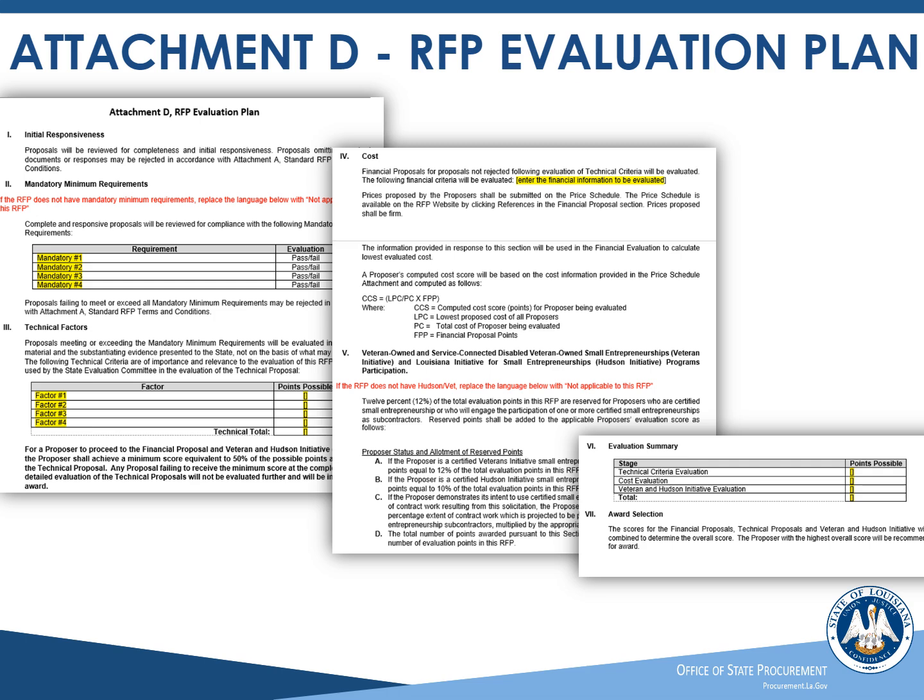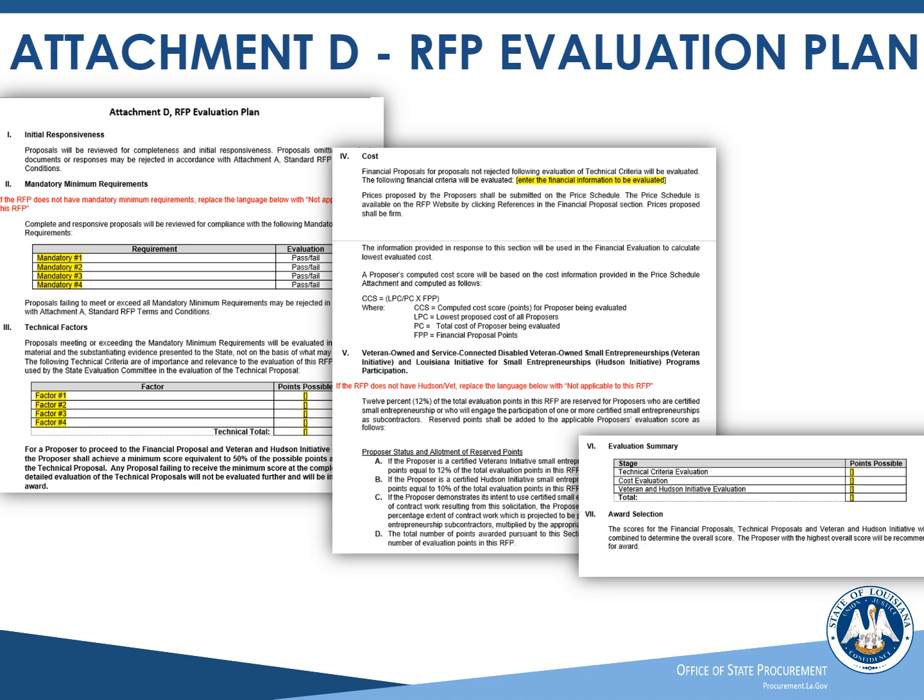Attachment D, RFP Evaluation Plan, outlines how the proposals will be evaluated. The initial responsiveness and mandatory minimum requirements will be completed by the OSP analyst. If the proposal meets or exceeds these requirements, the proposal will move forward to the technical evaluation. The technical factors outline what factors are being evaluated and the possible points assigned to each factor.